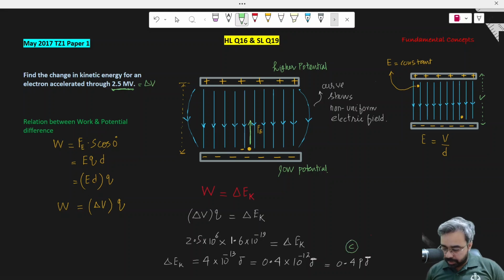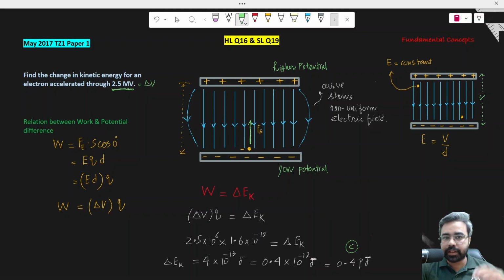So option C is the right answer. Now this 0.4 picojoules means that whenever the electron traverses the distance in which the potential difference is 2.5 million volts, this much energy will be the change in kinetic energy.